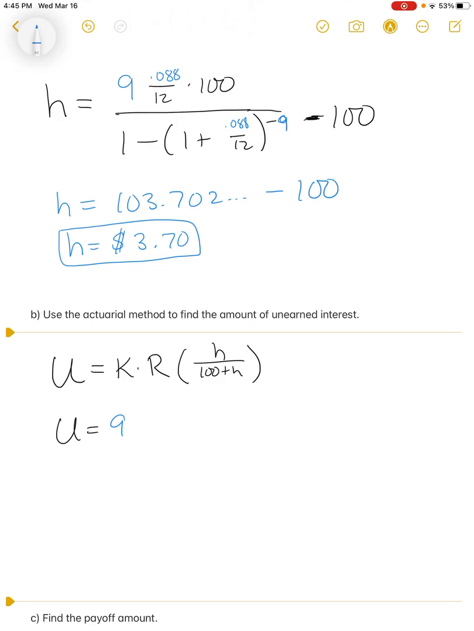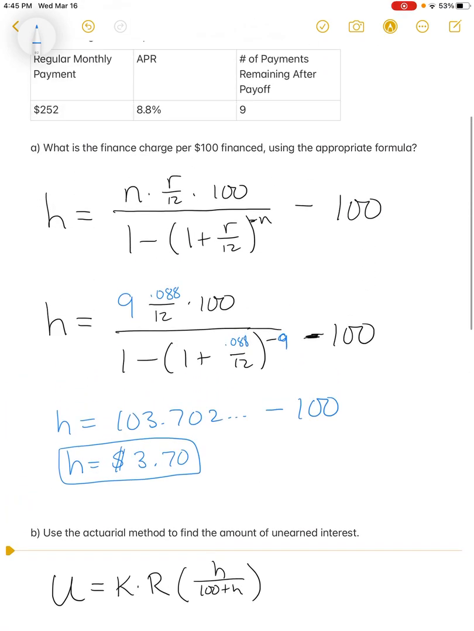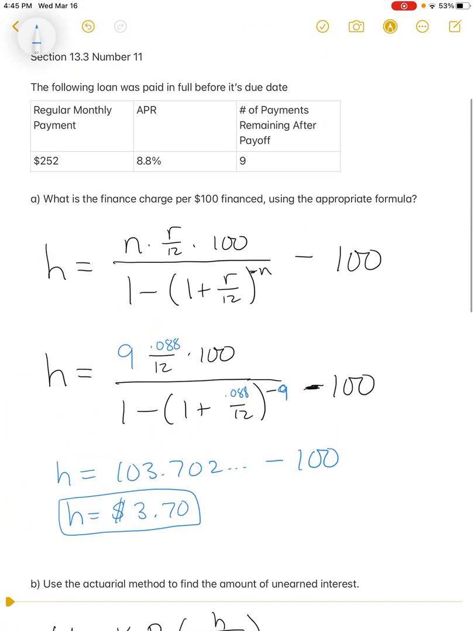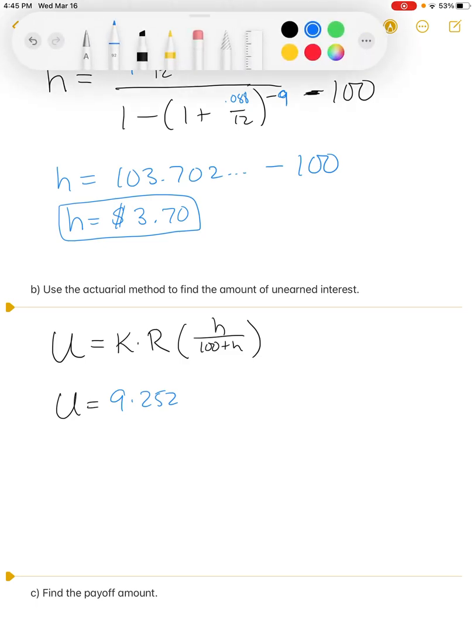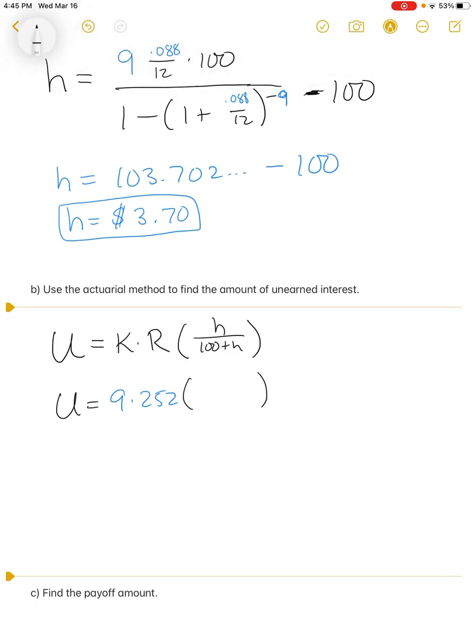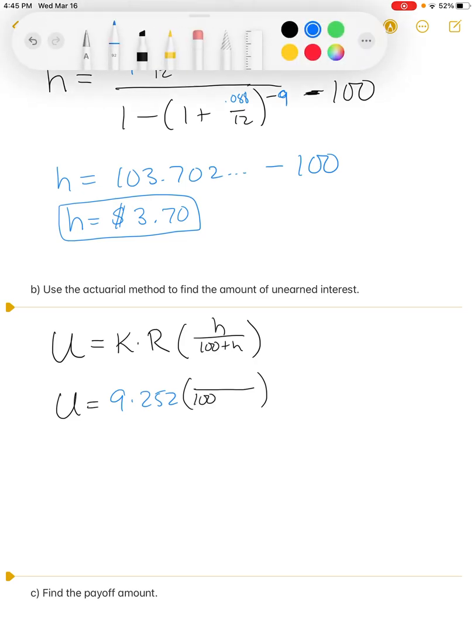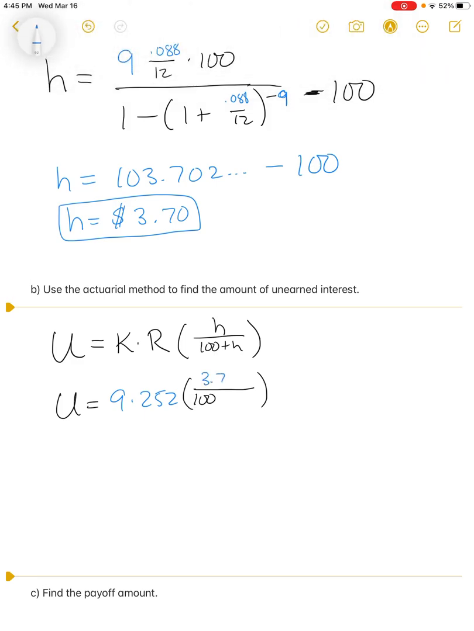R is the regular monthly payment. We haven't had to use that yet. So we're going to come back up top and realize, oh, our regular monthly payment is $252. And that's being multiplied by H over 100 plus H. Well, we just figured out H. H was 3.70. So we put it in both places.